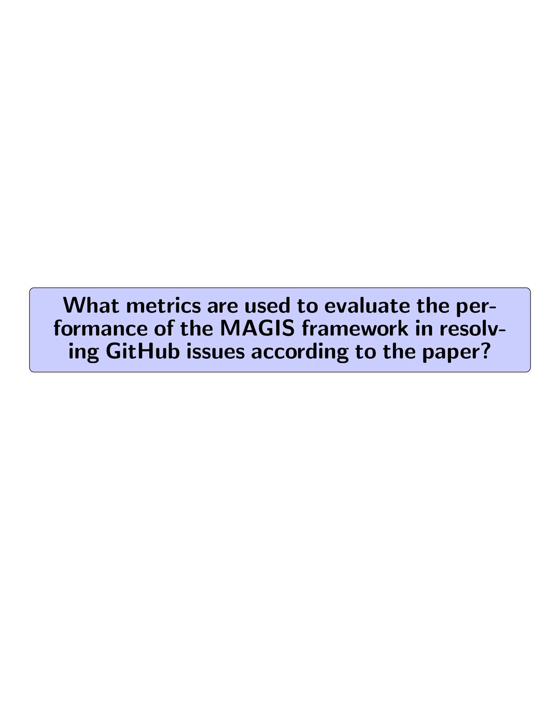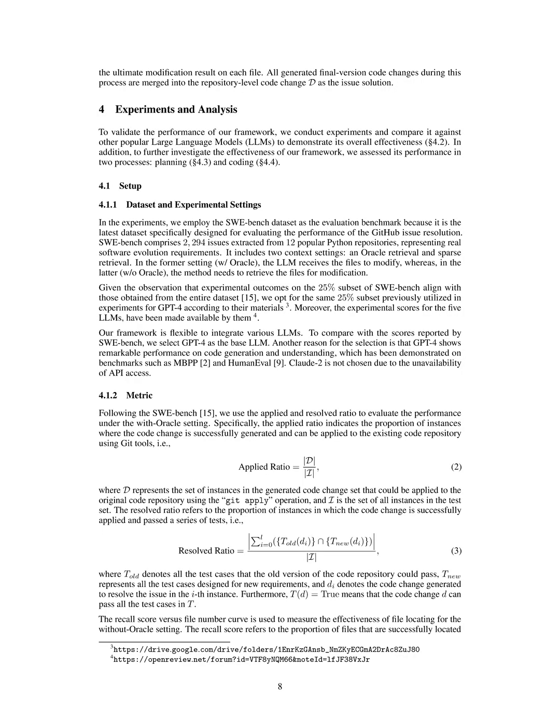What metrics are used to evaluate the performance of the MAGIS framework in resolving GitHub issues according to the paper? The metrics used to evaluate the performance of the MAGIS framework in resolving GitHub issues according to the paper are the applied ratio and the resolved ratio.